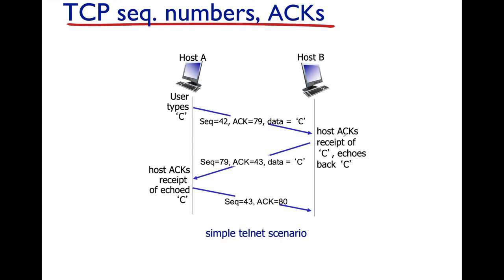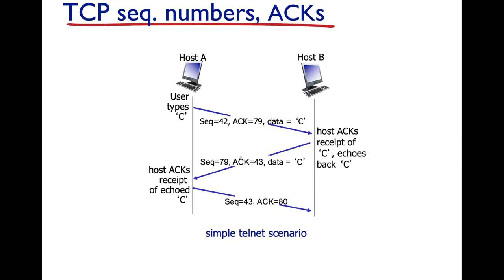So now we get sequence number 79 coming back from host B to host A, and that's just the sequence number of the data that it's sending. And so here you notice on the forward path from host A to host B, the ACK was 79. So that's what it's expecting to receive next. And so this is part of that bidirectional communication that we're talking about. And so it says, hey, I'm expecting to receive sequence number 79 next, and this is what I am sending you, 42. And it says ACK 43 back.